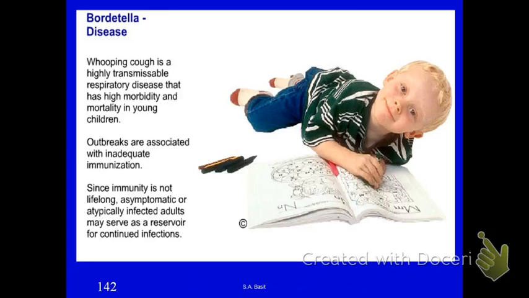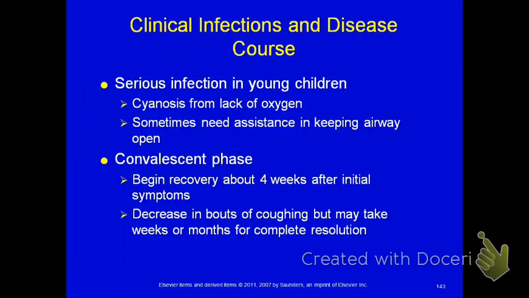So if children are inadequately immunized, they are predisposed to have it. Since immunity is not lifelong, asymptomatic or atypically infected adults may act as a reservoir so that the infection is continued. So you could never tell if someone is a carrier because they appear to be healthy. In order to protect your child, you might as well have them immunized with DPT.